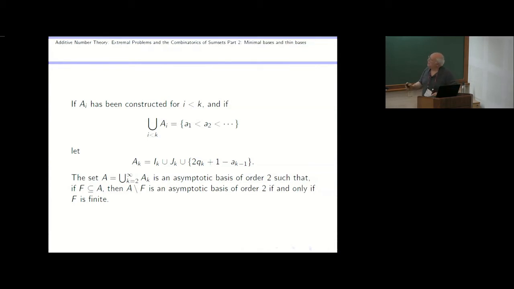So that set A that you're constructing, the union of these A sub k's, is an asymptotic basis of order 2. And you can delete any finite number of them. It doesn't matter. But for every number you delete, you're going to lose a 2q sub k plus 1. So if you delete a finite number of elements, you'll lose finitely many of these. You still have an asymptotic basis. If you delete infinitely many, you lose infinitely many numbers, and you no longer have a basis of order 2. So that is sort of the idea of the construction. It's curious.